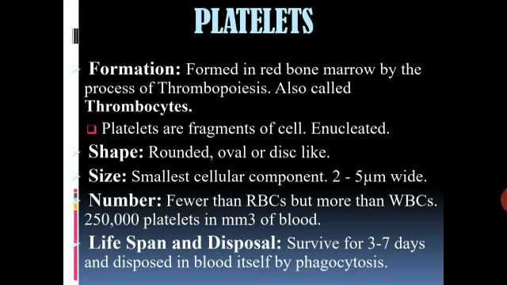There are different shapes of platelets. They can be rounded, oval, or disc like. The size is about 2 to 5 micrometers wide, so they are very small, and their number is lesser than RBC but more than the WBCs. The number is about 250,000 platelets in a cubic millimeter of blood. The lifespan of platelets is around 3 to 7 days, and they also get disposed of in the blood itself by the process of phagocytosis.